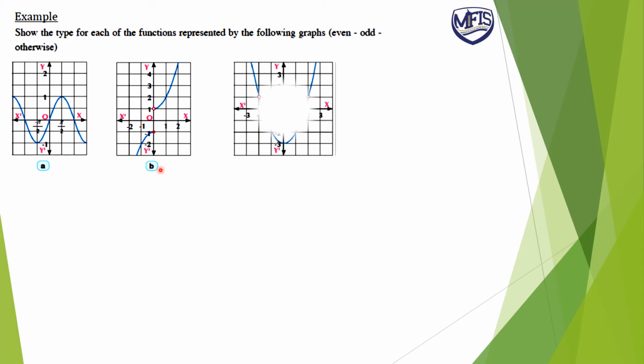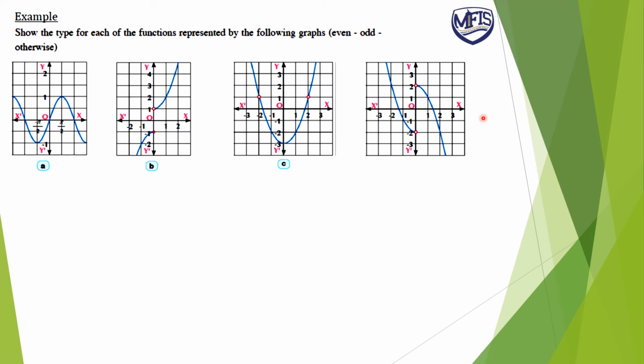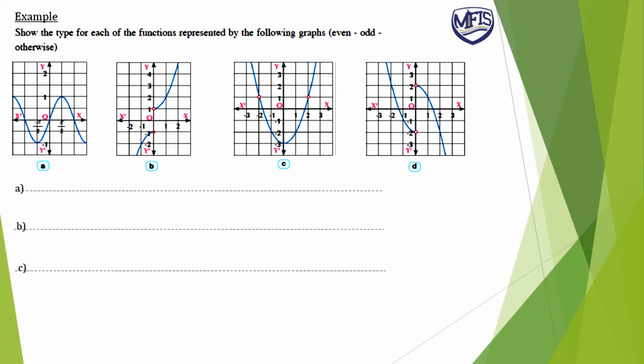Okay. Figure C is an even function. Yes, because it is symmetric about the y-axis. Left equals right. Figure D, yes, it is an odd function, because it is symmetric about the origin point. يبقى number A is an odd function. Number B is neither even nor odd. Number C is an even function. Number D is an odd function.